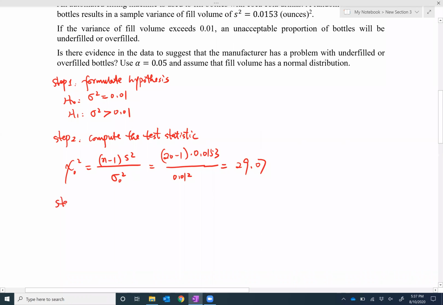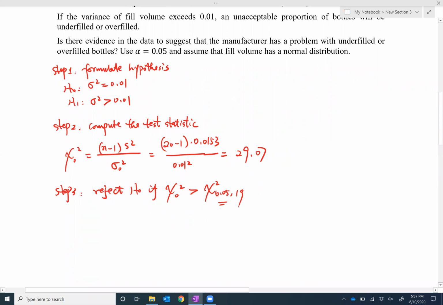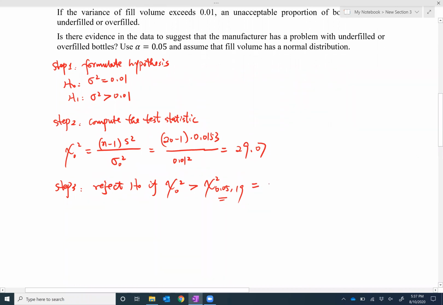Step 3: based on the rejection criteria, we are going to reject H naught if chi-square 0 is greater than chi-square 0.05 with 20 minus 1 degrees of freedom. We don't split alpha on both sides. This equals 30.14. And step 4: our chi-square 0 equals 29.07, which is less than 30.14.